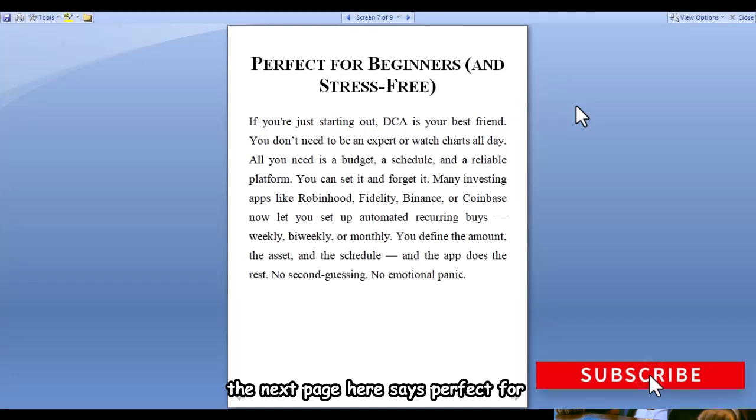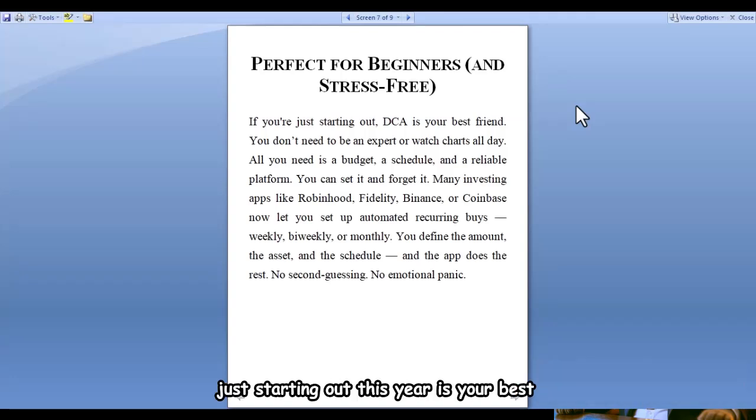The next page here says perfect for beginners and stress-free. So if you're just starting out, this is your best friend. You don't need to be an expert or watch charts all day. All you need is a budget, a schedule, and a reliable platform. So you can set it and forget it.